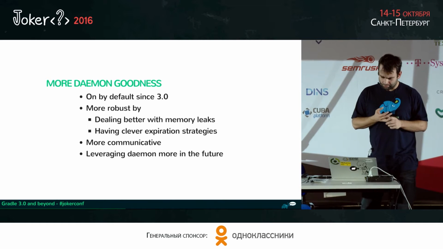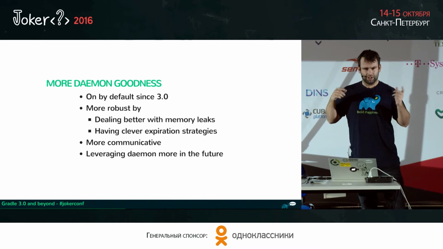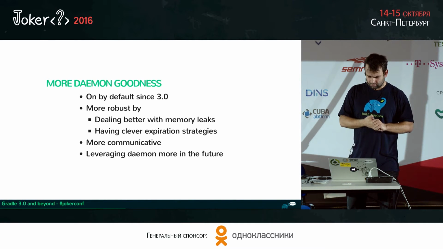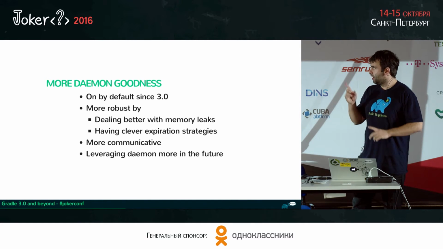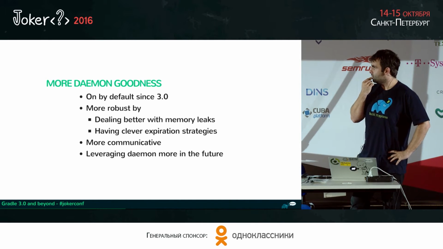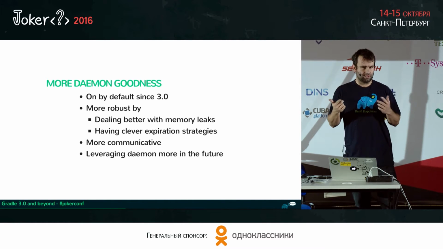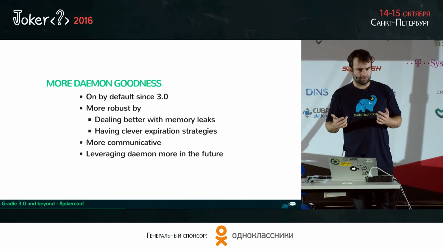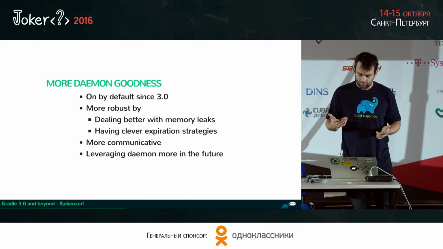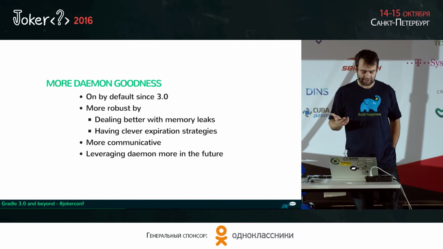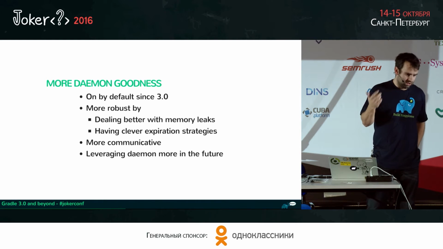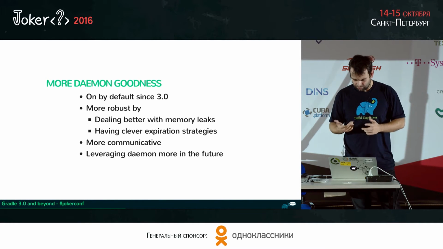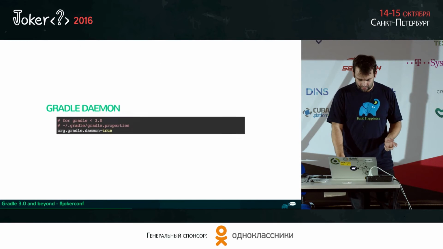We added some clever exploration strategies to make the daemon smarter about when to restart itself or fork another one. We make it a bit more communicative, as you will see in my next demos. And we have plans to leverage the daemon even more in the future. Like we can hold data about up-to-date status in the daemon, which we already do, and we can hold way more stuff in the daemon. Or we can have a listener on the file system that detects if a file has changed and immediately do the task up-to-date check, calculating the checksums, all that kind of stuff.